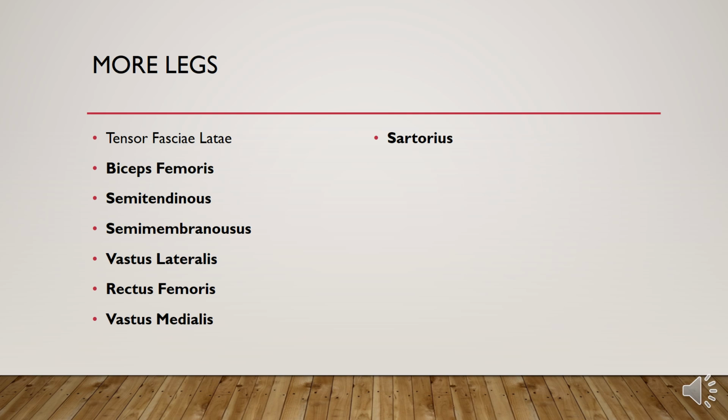Okay, so more legs. These are the actual ones that you're going to want to know. And yes, there's a lot of bold muscles here because you're going to need to know these. These are very critical muscles for movement. So this is your hamstrings and your quadricep muscles. You have your tensor fasciae latae, biceps femoris, semitendinosus, semimembranosus, vastus lateralis, rectus femoris, vastus medialis, and sartorius. Look up all of these, find the origin and insertions for all the ones that are listed in bold. Those are very important to know.